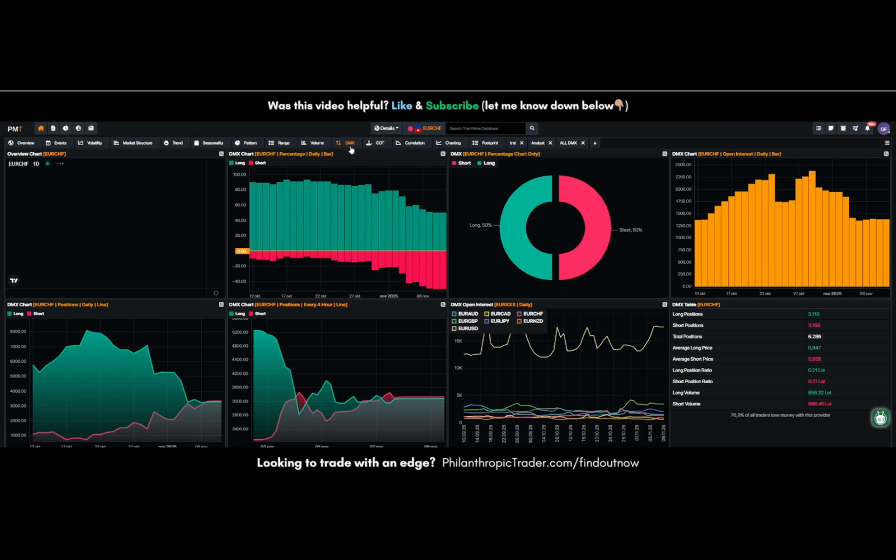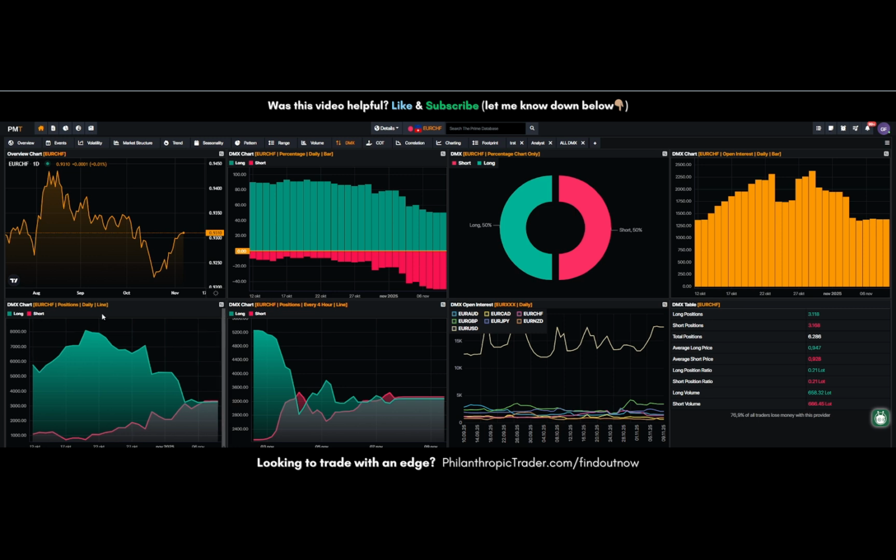Here we have, again as mentioned, the DMX, dumb money index. Currently the retail traders, in percentage, 50% are going long and 50% are short, so yeah. Again, neutral, and here we see their positions.